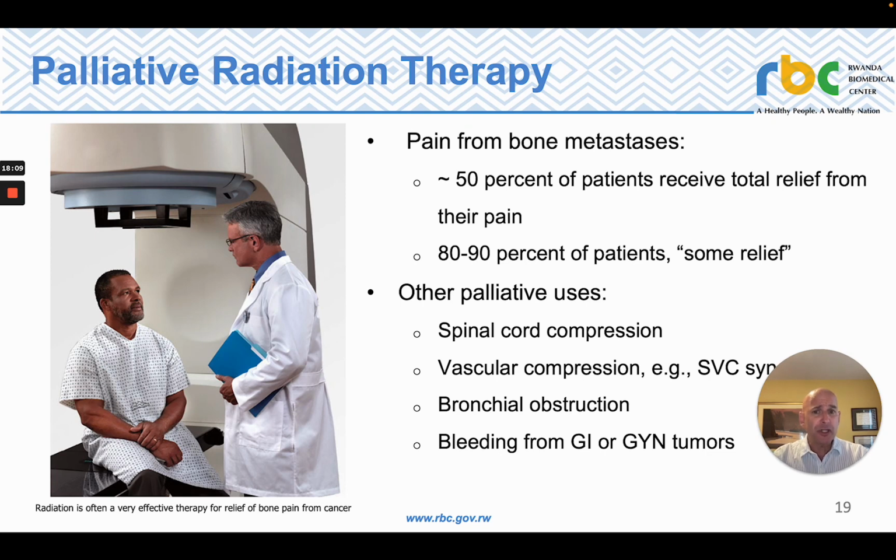Other palliative uses of radiotherapy include things like spinal cord compression, vascular compression, including things like SVC syndrome, which you'll hear about in another talk, bronchial obstruction, as I mentioned before, or bleeding from GI or gynecologic tumors, things like that.